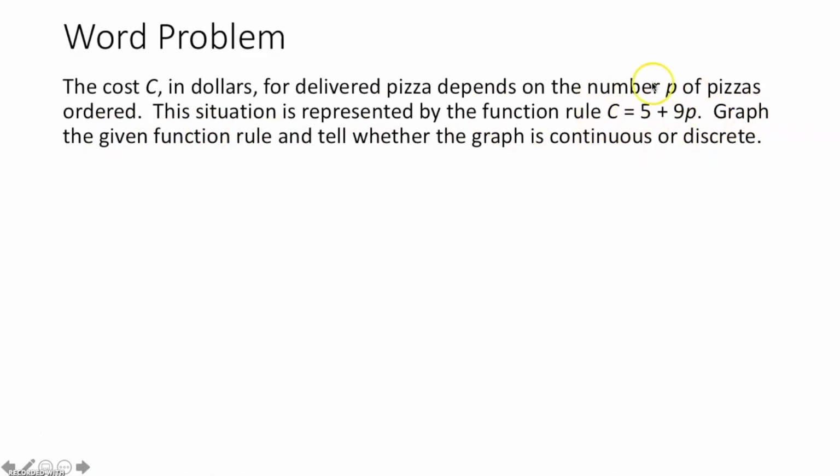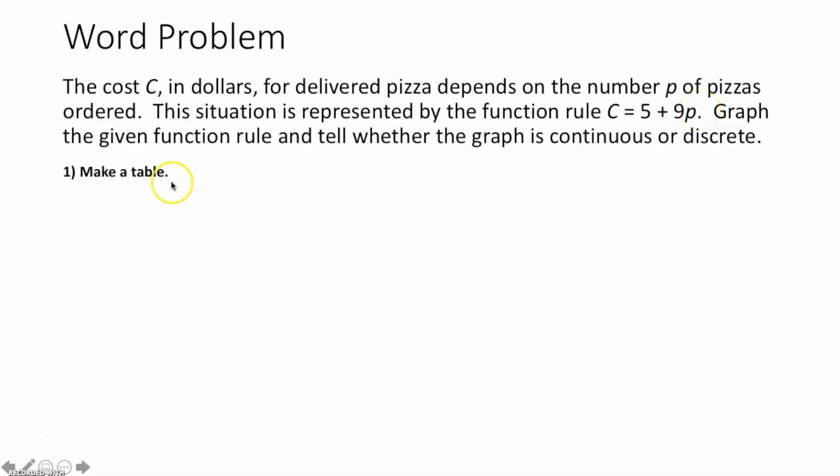Okay, so we're just going to graph this function rule. So what is our independent variable? What's our dependent variable? Well, you can see here that we're solved for our dependent variable because C depends on whatever we plug in for P. That means P is our independent variable. And notice, P is raised to the first power. Because our independent variable is raised to the first power, this is going to be a linear graph.